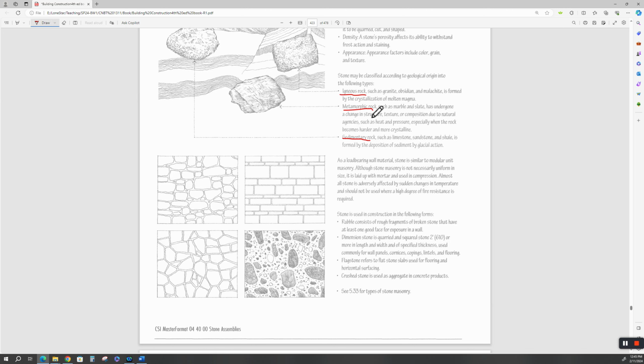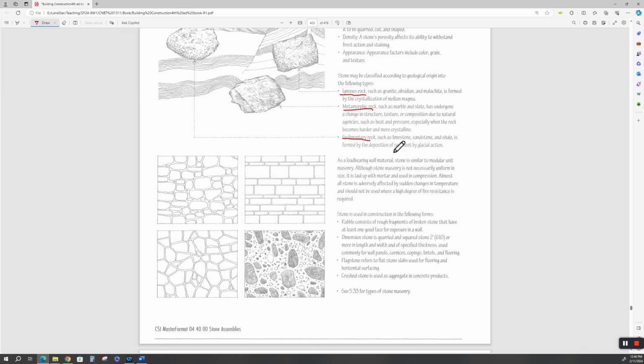Igneous rock, such as granite, obsidian, malachite, is formed by the crystallization of molten magma. And metamorphic rock, such as marble and slate, has undergone a change in structure, texture, and composition due to natural agencies such as heat and pressure, especially when the rock becomes harder and more crystalline. And sedimentary rock is just that. It's formed from pressure under sediment.